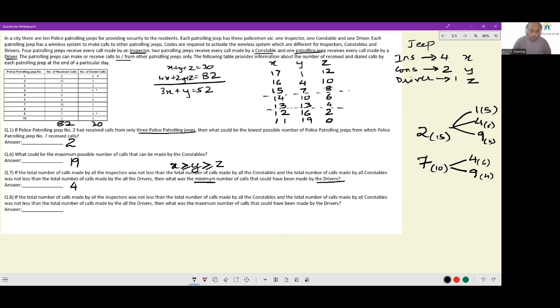Next question, if the total number of calls made by all the inspectors was not less than the total number of calls made by all the constables, this is another way of saying x is greater than or equal to y, and the total number of calls made by all the constables was not less than the total number of calls made by all the drivers. So we are back in the same territory: x is greater than or equal to y is greater than or equal to z. Then what was the maximum number of calls that could have been made by the drivers? Now we are looking for the maximum possible value for z. There are only these 2 acceptable cases. So the maximum possible number of calls made by drivers will be 6.